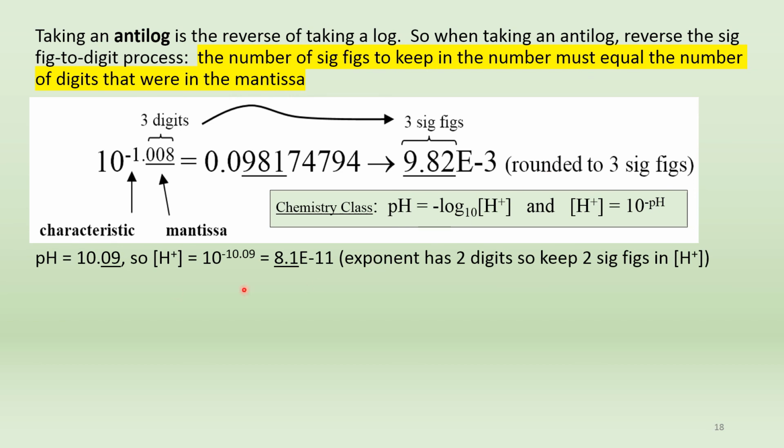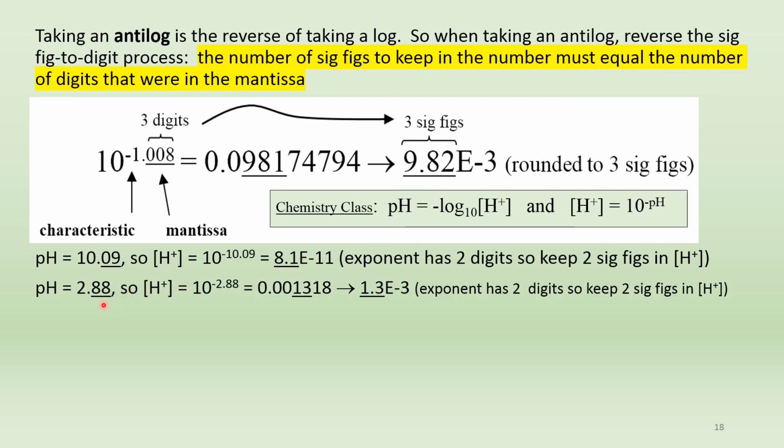Let's try it out. Let's say the pH is 10.09. So this is a logarithm. 10 is the characteristic, 09 is the mantissa. We see that we have 2 digits in the mantissa, so in the number that we generate, we're going to carry only 2 sig figs. This is 8.1 times 10 to the minus 11, the hydrogen ion concentration.